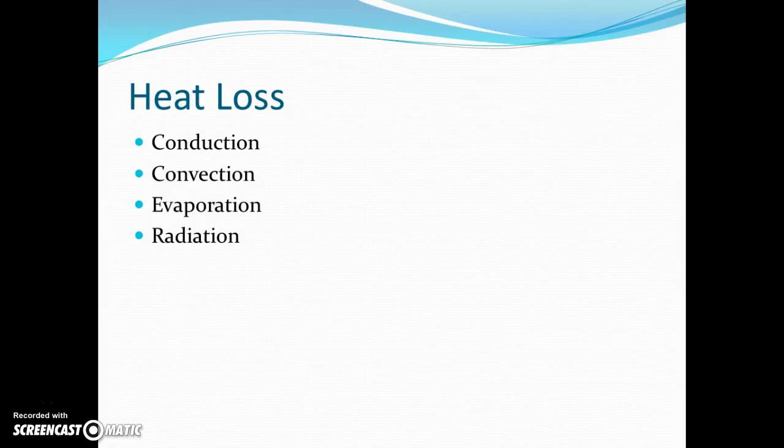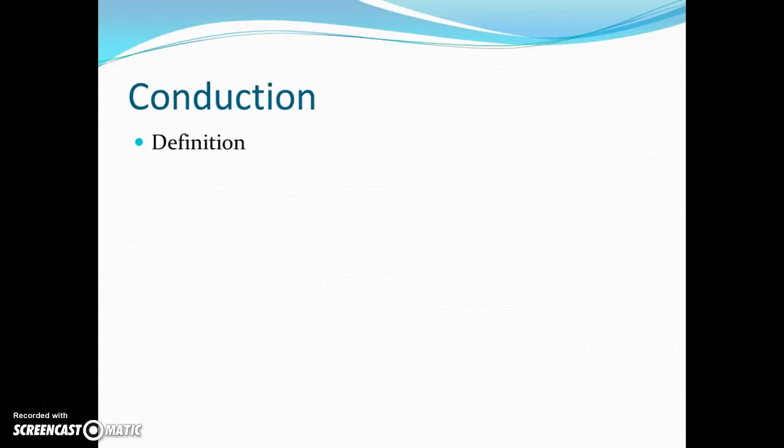To start off, I'm going to talk about heat loss. There are four types of heat loss, four ways the body can lose heat. That's through conduction, convection, evaporation and radiation. I'm going to look at those in more detail in the following slides.